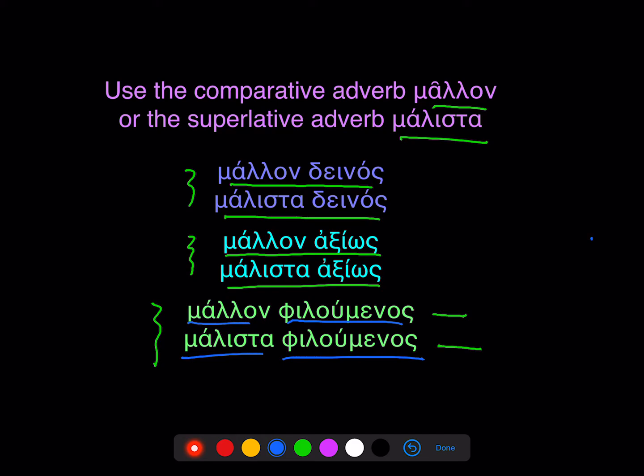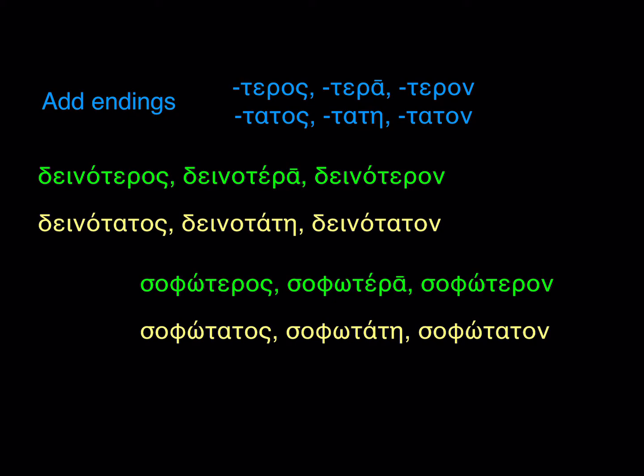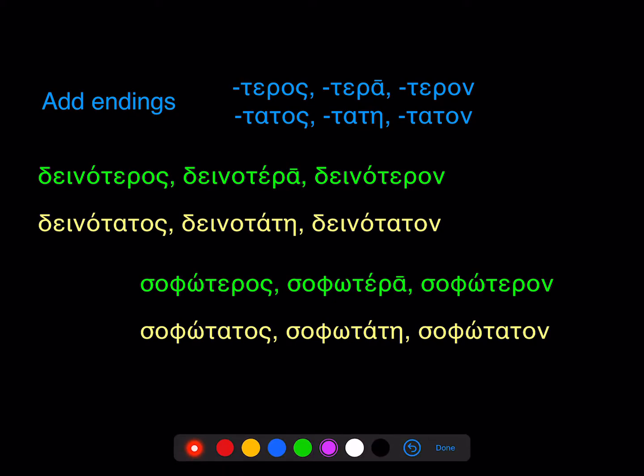But the most common way to make an adjective comparative or superlative is actually to add endings. For the comparative, we're going to add the endings teros, tera, teron. And for the superlative, we're going to add the endings tatos, tate, taton. So take the positive degree of the adjective. We're going to try it first with denos. Take the stem from the masculine.